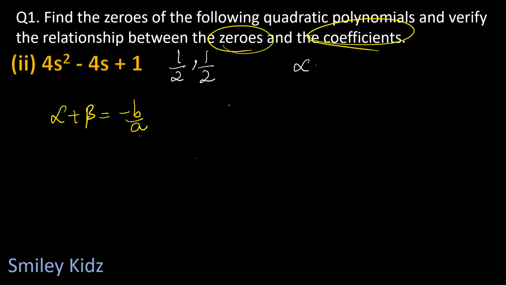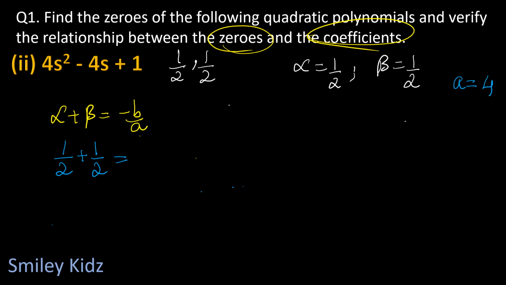Now we know that alpha is equal to 1 by 2 and beta is also equal to 1 by 2. Now this means 1 by 2 plus 1 by 2 is equal to minus b by a. Here what is minus b by a? We know that a is what? 4. b is minus 4 and c is 1. So here minus b by a will be minus of minus 4 upon 4, isn't it?